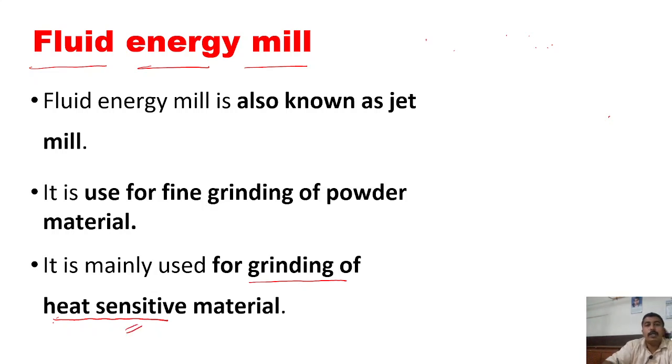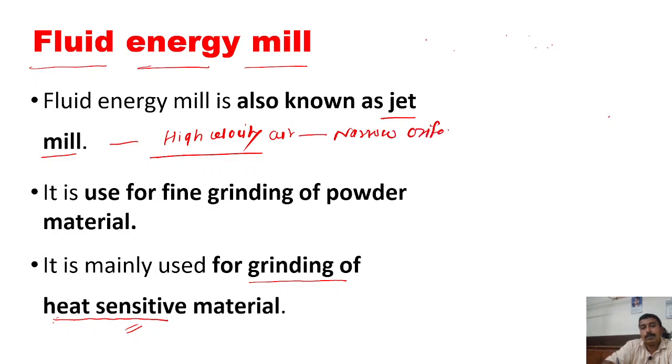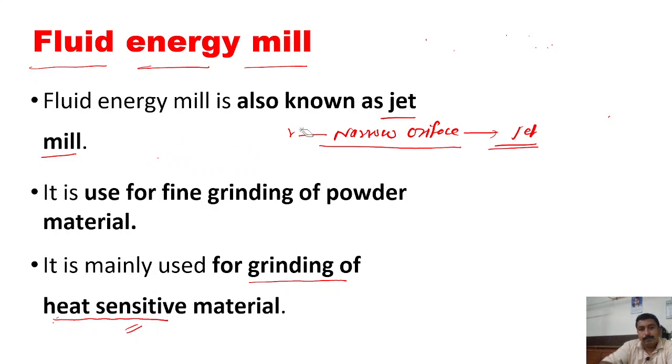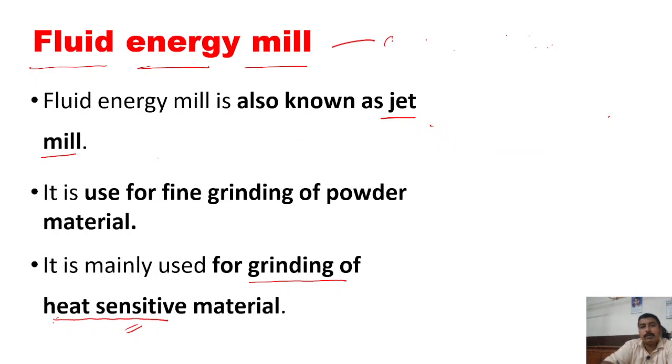This mill is also known as jet mill. Why is this mill known as jet mill? Because it utilizes high velocity air, and this high velocity air is passed through narrow apertures or orifice. The high velocity air passes through the narrow orifice and forms a jet, and that's why this mill is also known as jet mill. It is also known as micronizer, because it generates very fine powder particles. That's why this fluid energy mill is also known as micronizer.